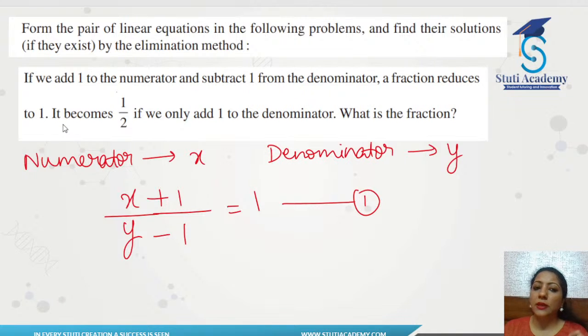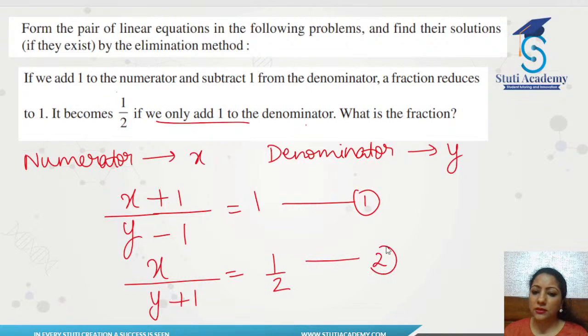In the second statement, it is given that it becomes 1 by 2. So we are referring to the original fraction. It becomes 1 by 2 if we add 1 to the denominator. Only add 1 to the denominator. So it's x over y plus 1, and if we write it, it becomes 1 by 2. I'm reading the question again for you all. We are first of all talking about a fraction.